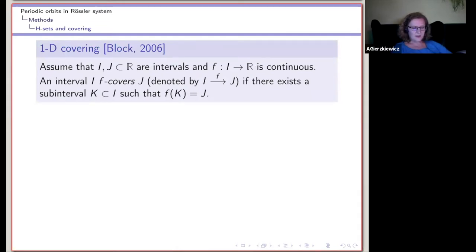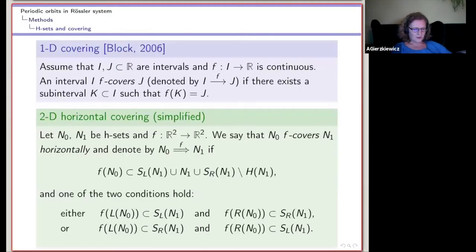And what do we mean by covering? Or maybe I'll show you both of them. The original one-dimensional covering, which I have taken from Bloch and others, is as follows. We have two intervals and one of them covers the other if there exists a subinterval which is mapped exactly onto the covered interval. So as I said, it is possible that just the edges go to the edges. So it's absolutely fragile if you perturb that.